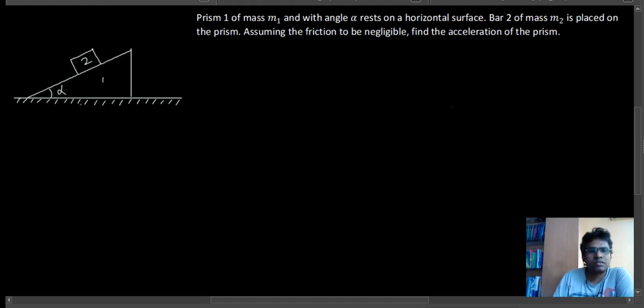Now, since there is no friction, once you release the system of these two blocks, the prism and the bar, the bar will obviously move in the downward direction relative to the prism. So the prism gets pushed to the right side. The prism is anyway constrained to move horizontally towards the right. Now, if I look at the free body diagram of the prism first, let's draw the free body diagram of the prism here.